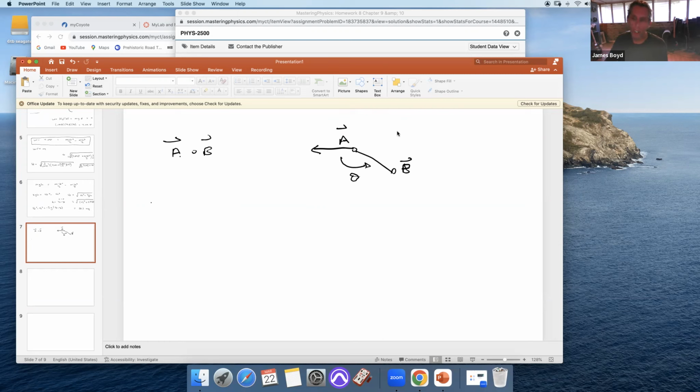We measure angles positively from the x-axis, so this would be some positive angle. But what we get is that A dot B is the magnitude of A times the magnitude of B times the cosine of the angle between A and B. We'll see what these are here.